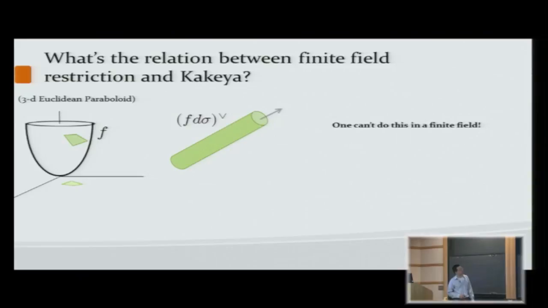And so Mockenhaupt and Tao looked at this, and they thought that the problems weren't connected. In Euclidean space, the restriction problem implies Kakeya, and this wasn't true in finite fields. And so it was thought to be less connected. It turns out that they are connected, and this is a new result.